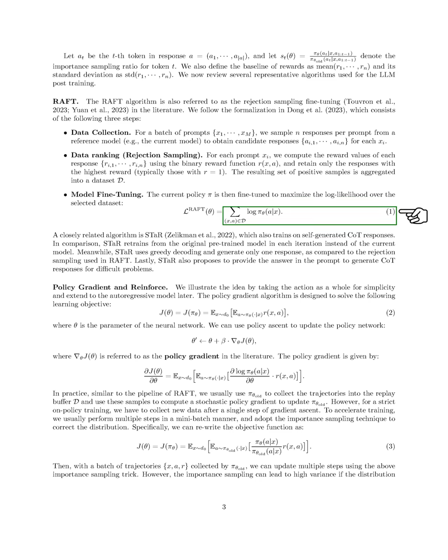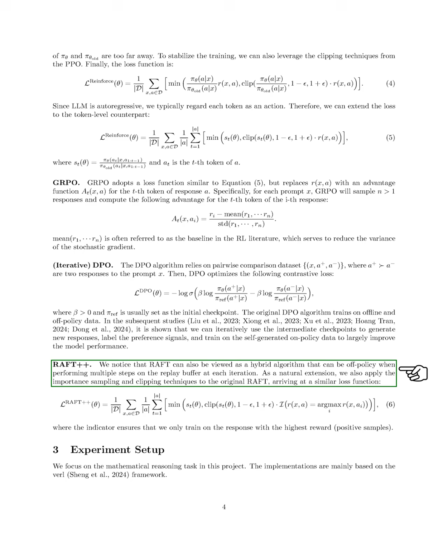Section: RAFT++. In this section, we explore RAFT++, which we recognize as a hybrid algorithm that can operate off policy by taking multiple steps on the replay buffer during each iteration.